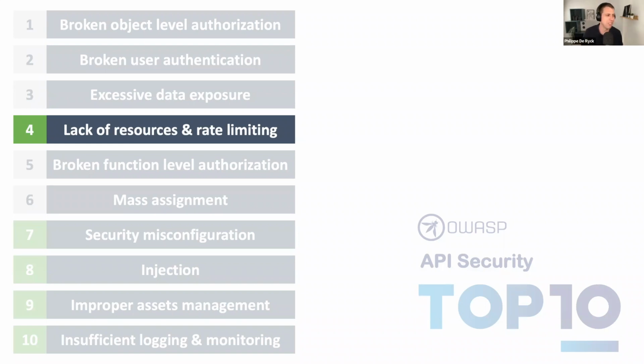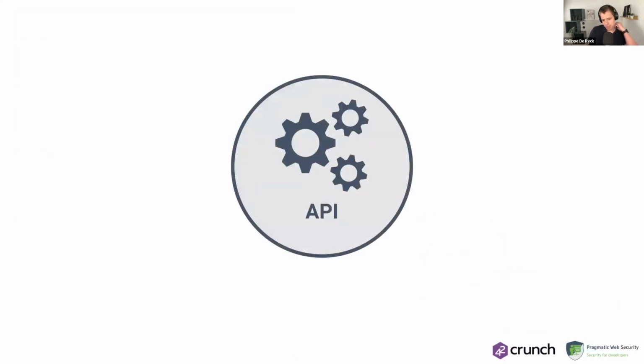Number 4, lack of resources and rate limiting. This topic is, to me, actually pretty awesome, because when we talk about that with APIs, the obvious case is denial of service. Everybody talks about denial of service. Like, what if somebody takes down your API? That's annoying, sure. Maybe they rack up some AWS costs, which is also very annoying.